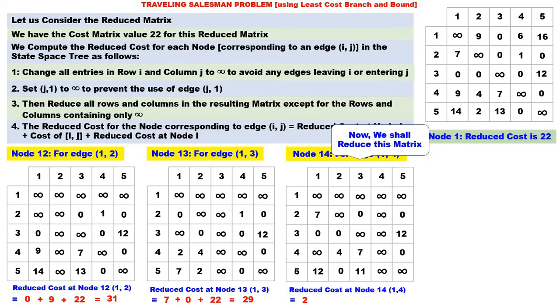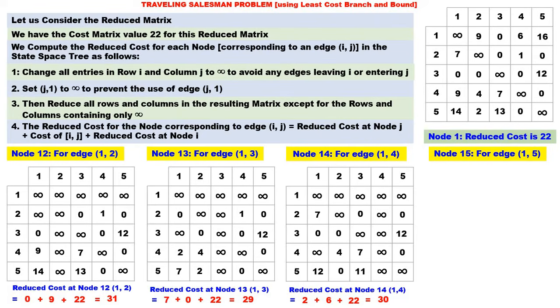Now, what is the value of 1, 4 in the reduced matrix? It is 6. You can just see 6. So 6 should be added here, plus the reduced cost, which is 22. So 22 plus 6 plus 2 is 30. Fine. Next we shall do for node 1, 5.